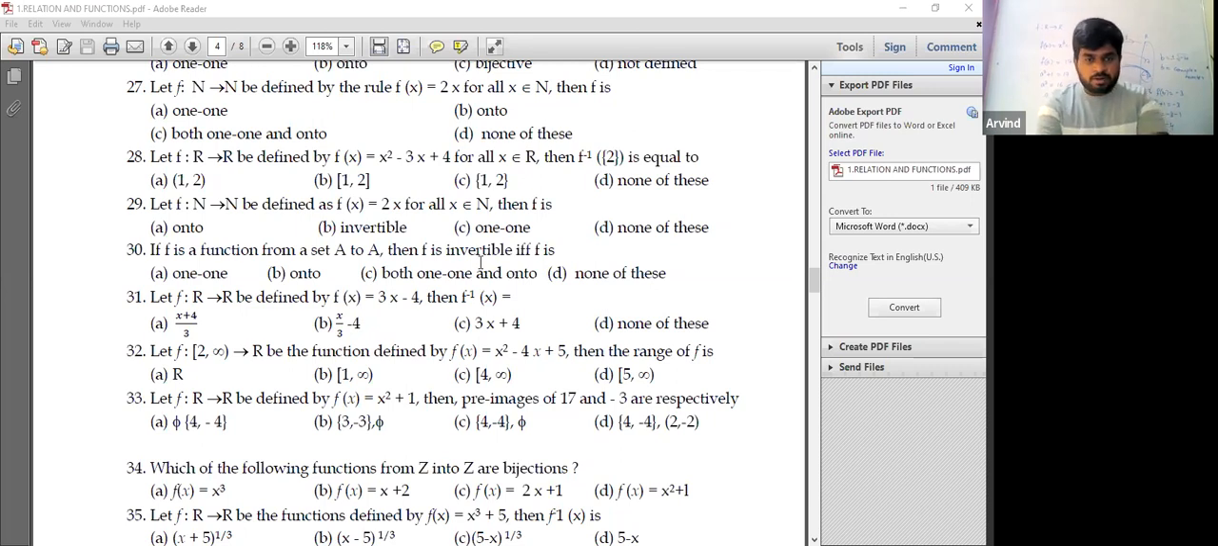Please write it down or note it down. A function is invertible if and only if it is both 1-1 and onto. If it is 1-1 and onto, it will be invertible, and if it is invertible, it will be 1-1 and onto. That is the meaning of if and only if. If this holds then that holds, and if that holds then this holds. So that's the meaning of if and only if. Okay, simple definition: a function is invertible if and only if it is both 1-1 and onto.